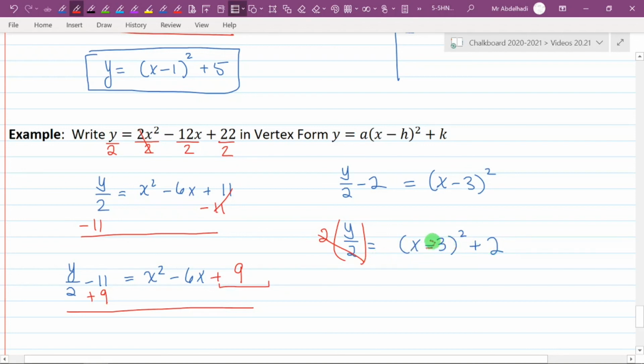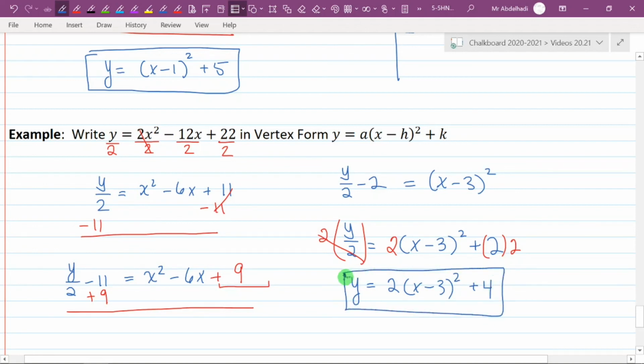Now, what is on this side? There's the parentheses, which I'm going to multiply by 2 by putting a 2 there. And I'm also going to multiply this by 2, and that's it. So now what do I have? I have y equals 2 times x minus 3 squared plus 4. And I'm done. What's my h comma k? What's my vertex? My h is 3, my k is 4. So my vertex, this is why it's called vertex form, because you can see the vertex is 3, 4.